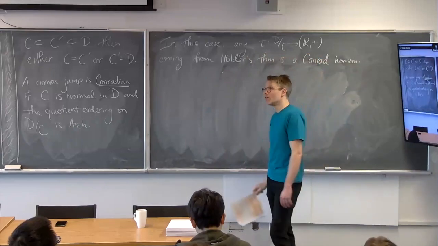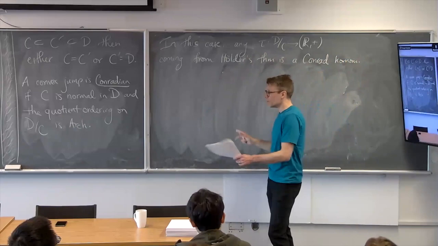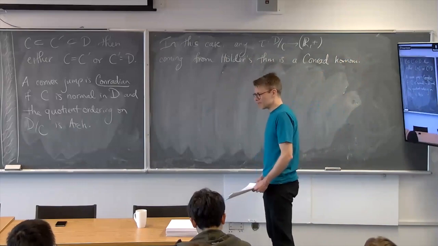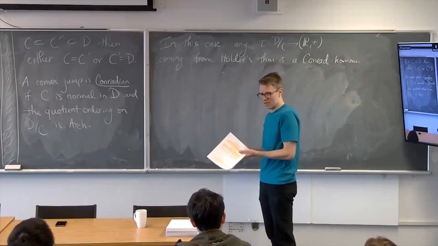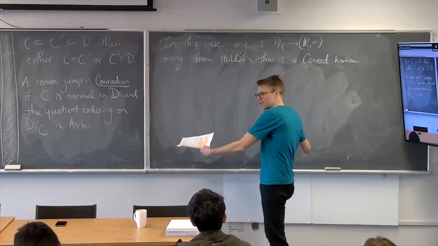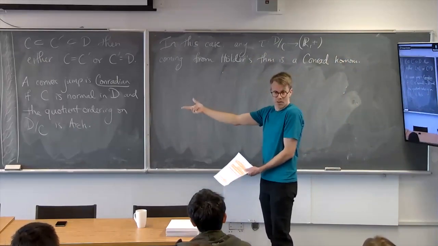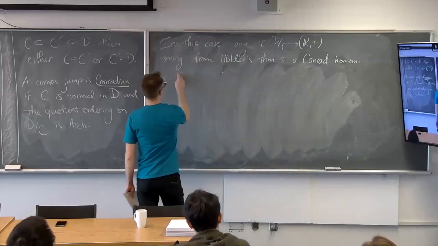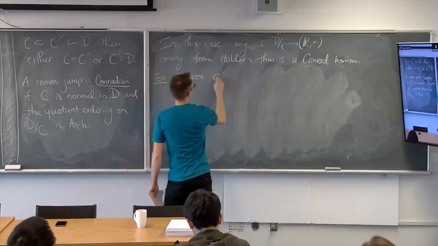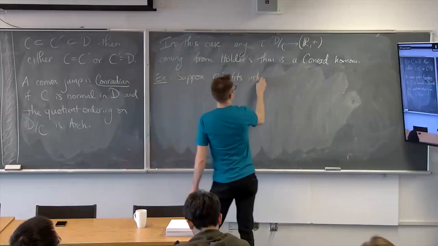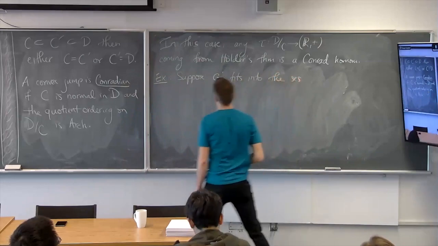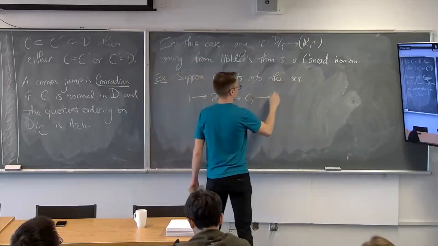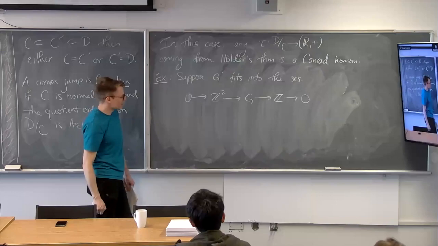Okay. So let me give just a baby example of this, where we do a short exact sequence construction and point out that if we have an Archimedean order on the quotient and on the kernel, then it gives an example of this thing that we've just defined. So for example, you could do something like this. Suppose G fits into the short exact sequence. And I don't have to say exactly what G is for this to work.